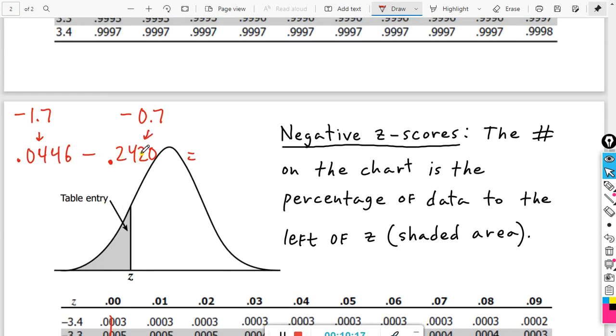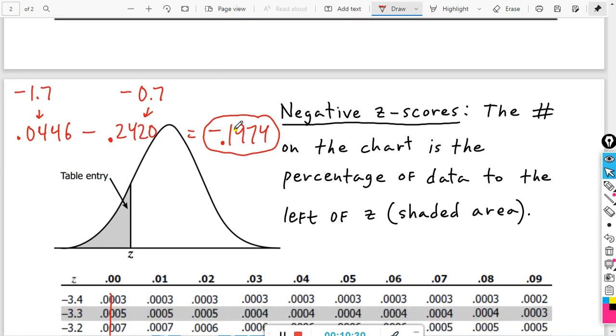Okay, like I said, you can put the bigger number first when you subtract, or you can just subtract like this and make it positive. Take the absolute value. I'm going to do it on the calculator. Okay, I got negative 0.1974. That's just because I didn't put the larger number first. You can't have a negative area, so you just make it positive. Okay, so it's 0.1974.